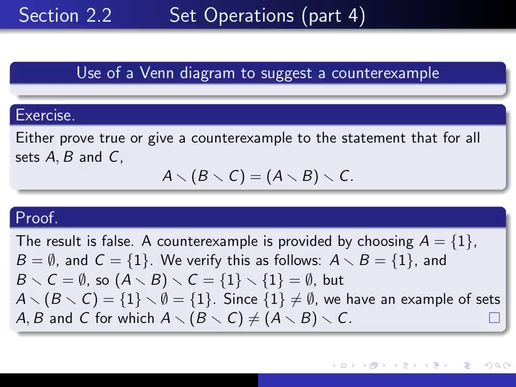And therefore, if I do (A minus B) minus C, that's 1 minus 1. So C was 1, so it's 1 minus 1, and that means it's the empty set. But A minus (B minus C) is what? A is 1, B minus C is the empty set. If I take the empty set away from the singleton 1, I still get singleton 1. So since singleton 1 is not equal to the empty set, we have an example of sets A, B, and C for which these two things are not equal. And that completes the proof.